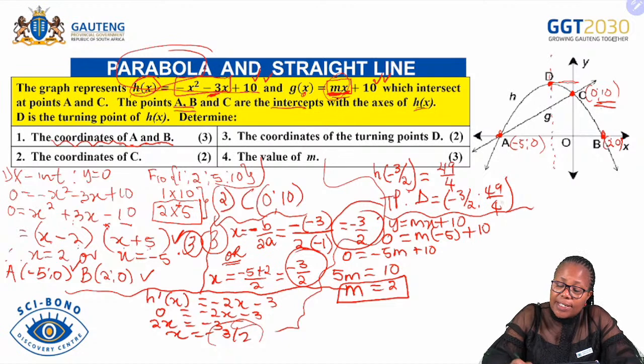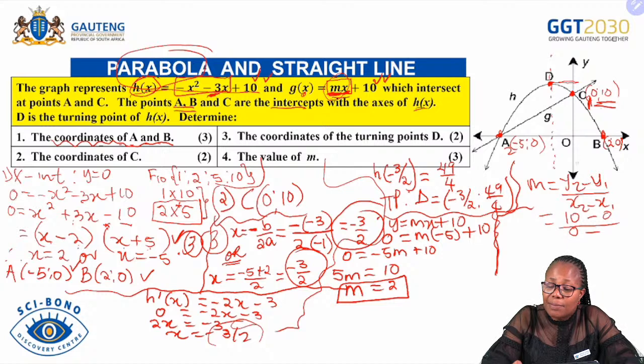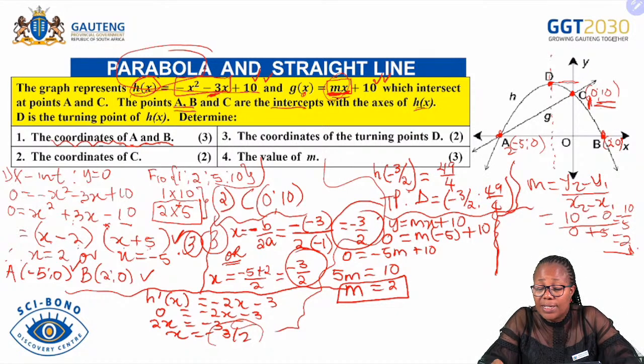Or alternatively, we can go the gradient normal way, where we are looking at m is y2 minus y1 over x2 minus x1. If you decide this is point 1, this is point 2, it's fine. So y2 will be 10 minus y1 0, x2 0 minus x1 minus 5. Look at that, grade 12, we have 10 over 5, which is still a 2. So that will also still give you the correct answer. Okay.